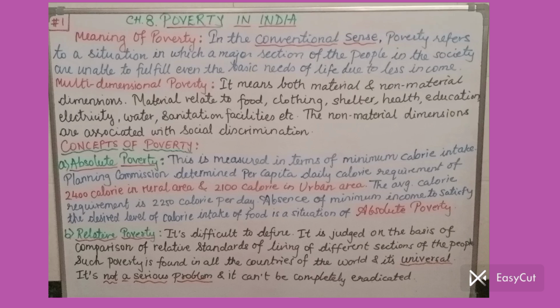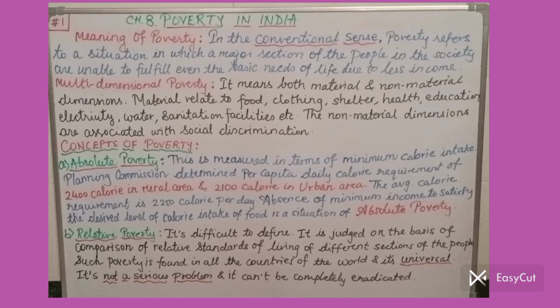So absolute poverty is stated in terms of calorie intake. I have written on the board in red pen 2400 calories in the rural area and 2100 calories in the urban area. Now you might wonder why there is a difference in calories. There is a very simple logic behind it. In rural areas there is more hard physical work and effort as compared to urban areas, where we are not doing that much hard work. Here we have to use more of the brain, sitting and using our brain.